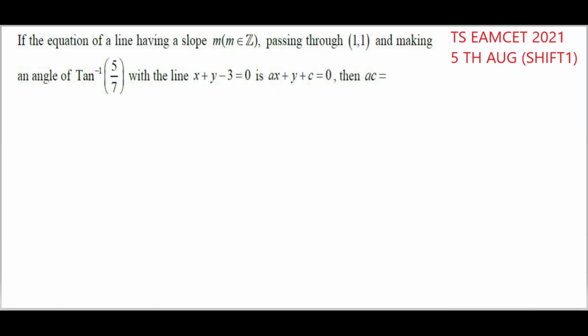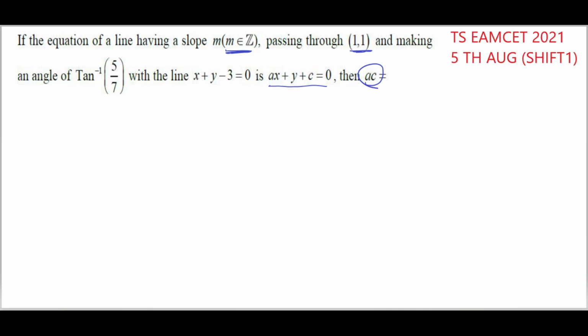If the equation of a line having slope m, where m belongs to Z, passing through (1, 1) and making an angle of tan inverse 5 by 7 with the line x plus y minus 3 equals 0 is ax plus y plus c equals 0, then the value of AC is?